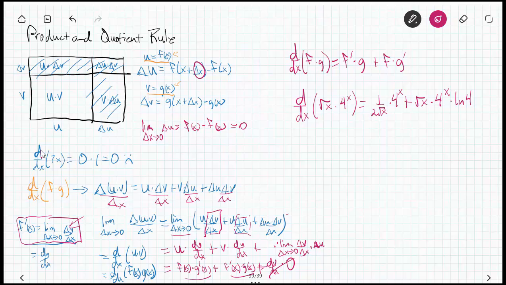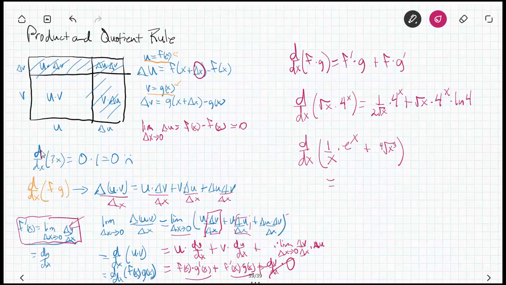For example, let's make it interesting. I want to do 1 over x times e to the x, and then I'm going to do plus the fourth root of x cubed. Okay? I want to take the derivative of this guy.